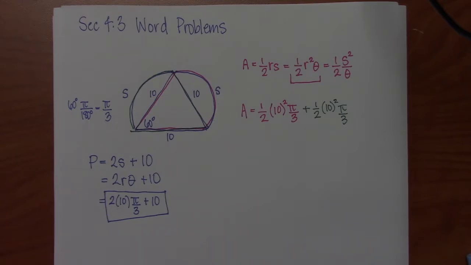But is this the final answer? No. Why? What's wrong with it? Well, we could simplify it, but what did we actually just calculate? We calculated the two areas of those overlapping sectors. So my question is, is that equal to the area under the arch? No. Why isn't it equal to the area of the arch? Yeah, we counted the triangle twice, right?